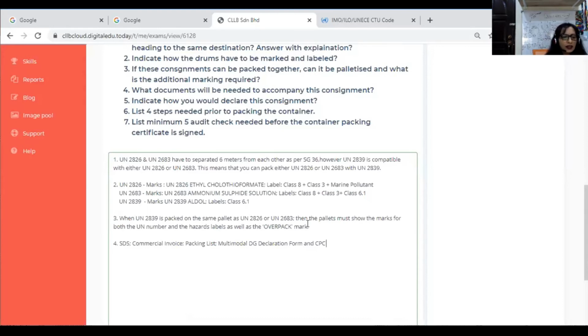And number 5, indicate how you would declare this consignment. So here there are two options, depending on which UN number is packed with UN 2839. So then you give an A. A is the first one that you want to give. So assuming you are taking UN 2826 with 2839.